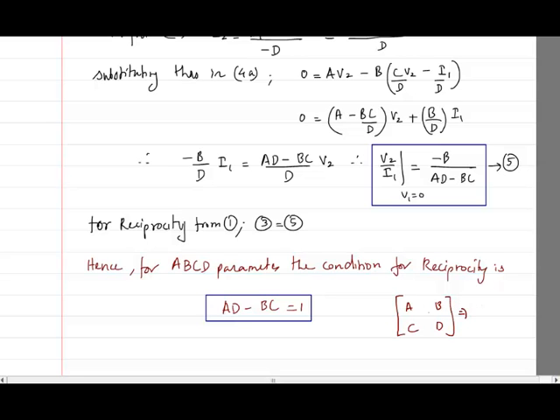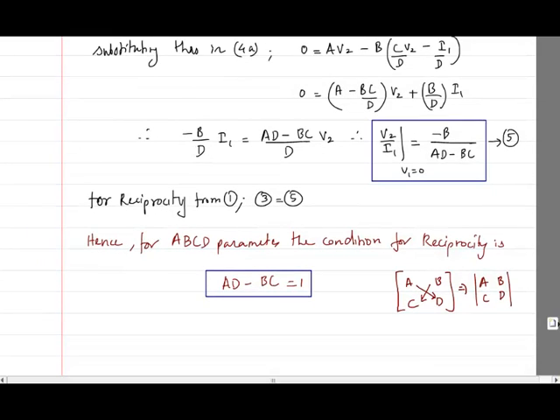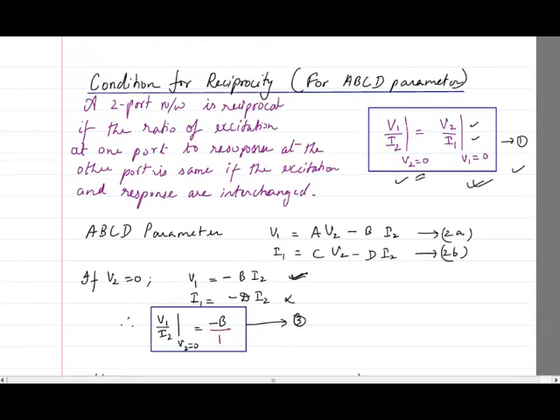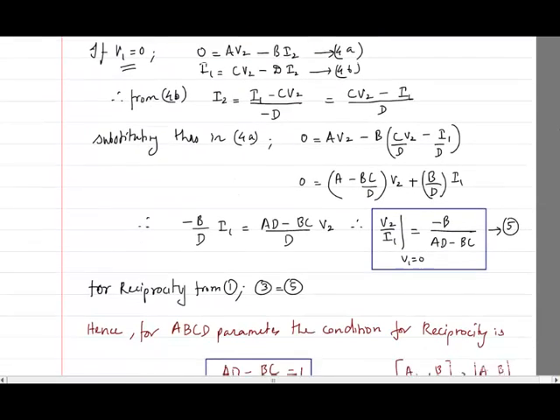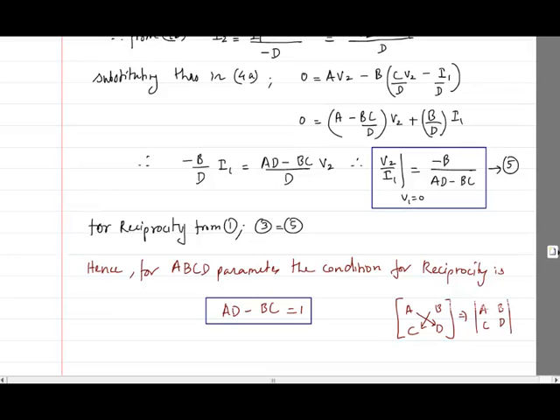Okay. If I am trying to find AD minus BC, it is basically the determinant of the ABCD parameter, and that determinant should be equal to 1. Then the circuit is a reciprocal circuit, or the condition for reciprocity is AD minus BC is equal to 1.